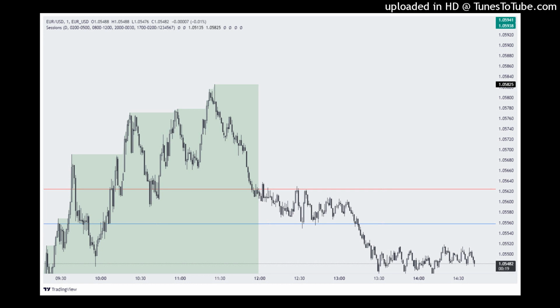So what we could do here is draw your premium and discount on that range, and then enter on the first premium array that is in premium in this case, because you're looking for lower price, so you want to enter in premium, of course, which is that fair value gap right there. So that would be your entry.